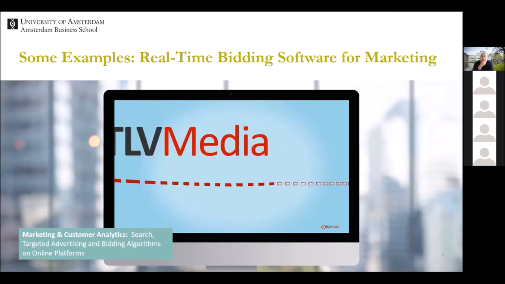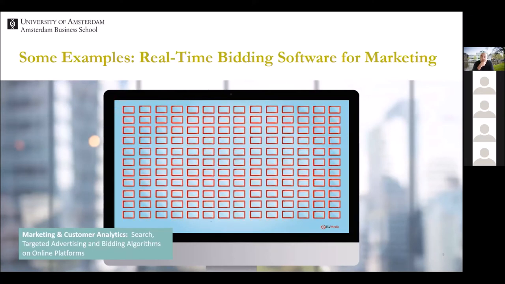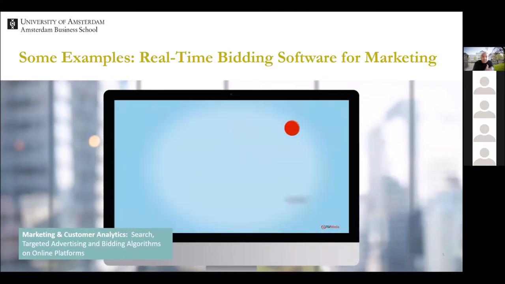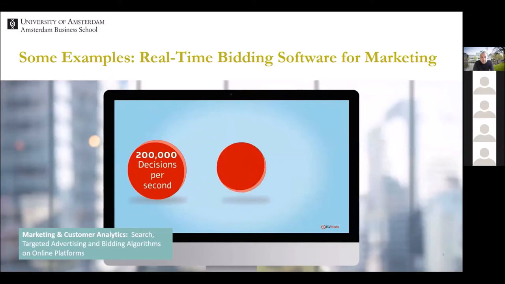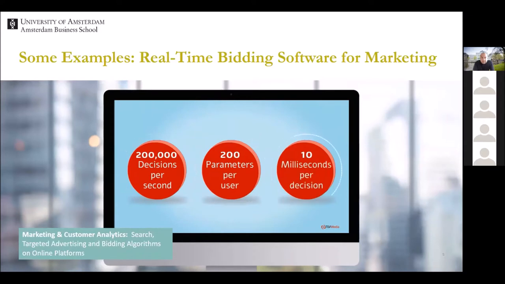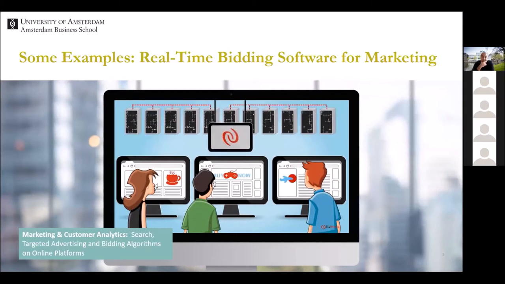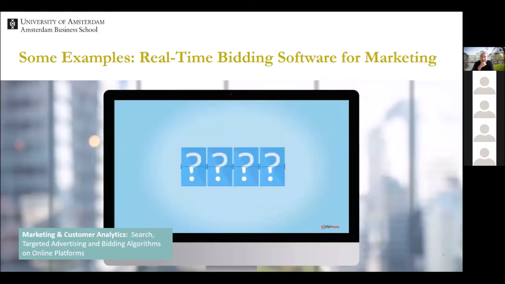TLV Media makes sense of it all by analyzing billions of ad impressions a day, figuring out who's clicking on what, where, and what they did next. Our RTB engine programmatically makes over 200,000 decisions per second, analyzing over 200 parameters per user at 10 milliseconds per decision. It's the art of showing the right ads to the right folks. Watching user reactions, our algorithms evaluate the strategy, tweak the plan, check results, and start again to make it even better. How much better? We measured up to 420% better.